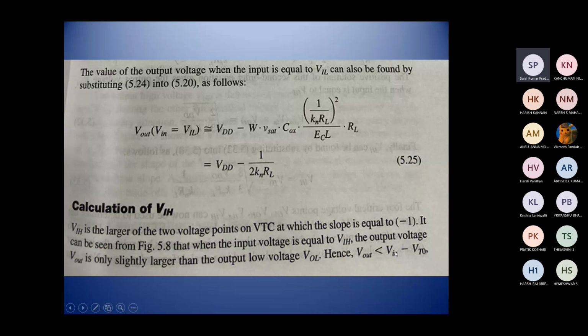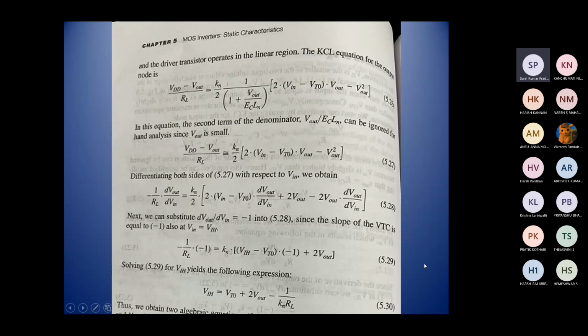So the output voltage is less than the difference between input and threshold voltage, and the driver transistor operates in the linear region. The KCL equation of the output node is this: VDD minus Vout by load resistance is equal to Kn by 2, 1 divided by 1 plus Vout by ECLN, into 2 into (VIN minus threshold voltage) into Vout minus Vout square.